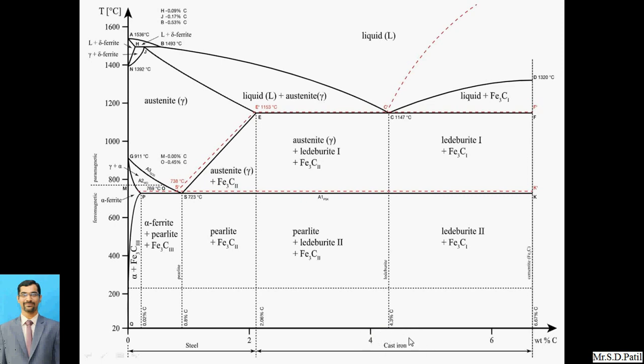The three main phases are pig iron, cast iron, or wrought iron. Wrought iron is just a pure form of iron. When the percentage of carbon is up to 6.67%, it is known as cast iron. And above 6.67 percent carbon, it is known as pig iron. So these are the different iron phases that we saw in the last lecture.